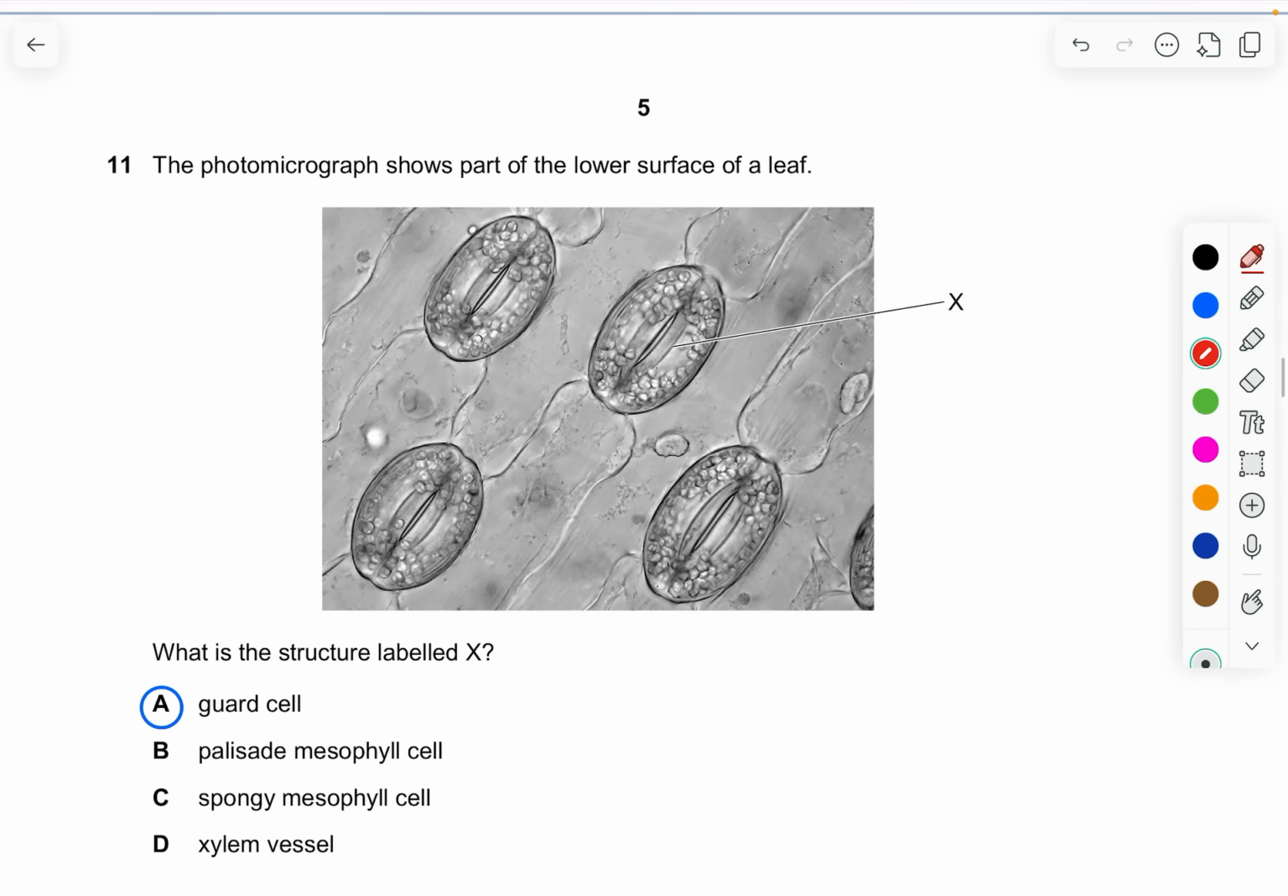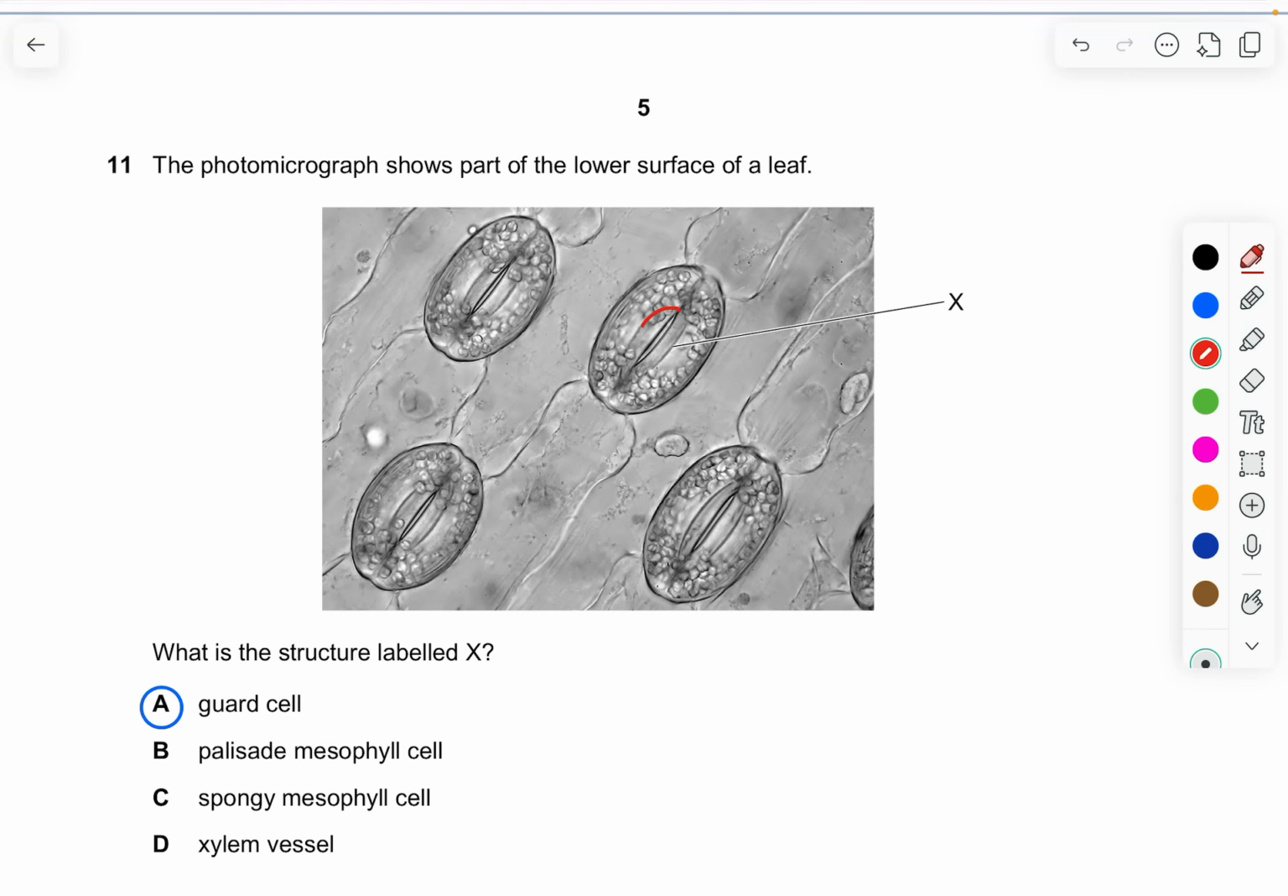Question 11. The photomicrograph shows the lower surface of a leaf. So what is the structure labelled X? Quite simply, you can see that this is at the lower surface, near the lower epidermis, and then you can see this very familiar opening-like shape. So X represents the guard cells, which open and close.